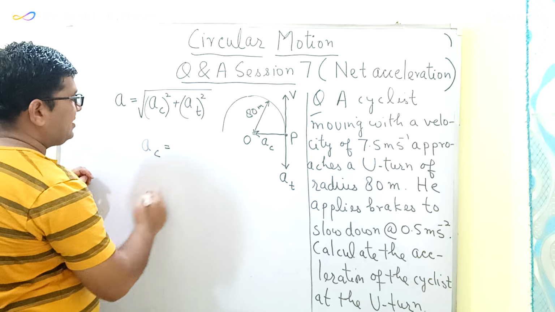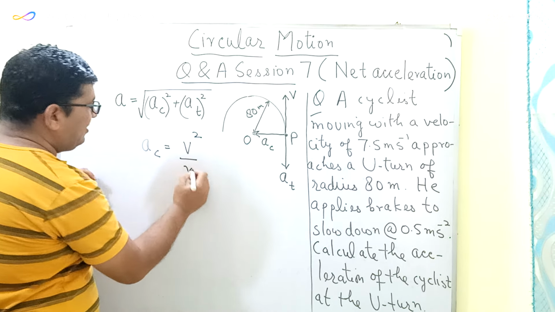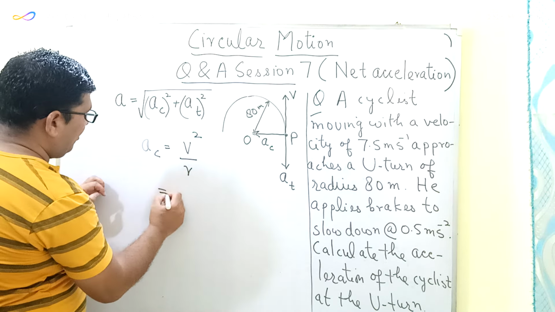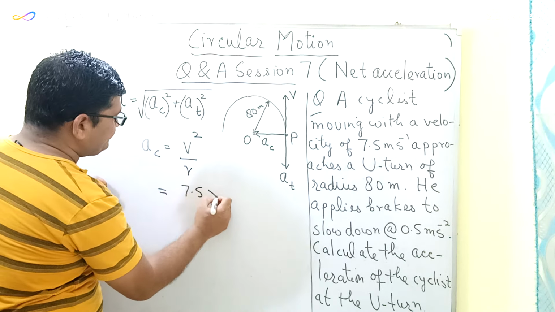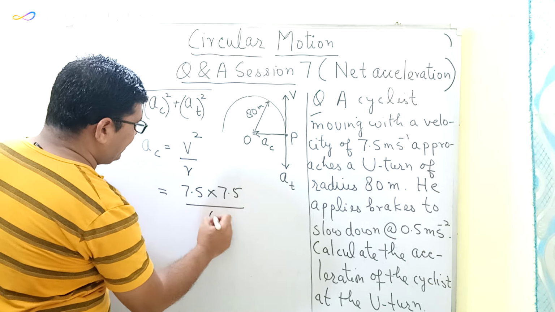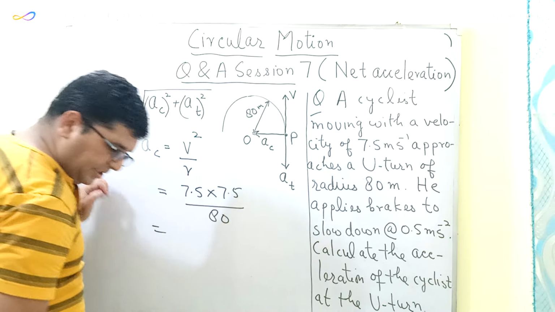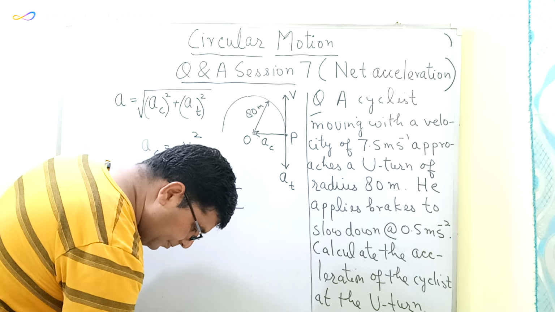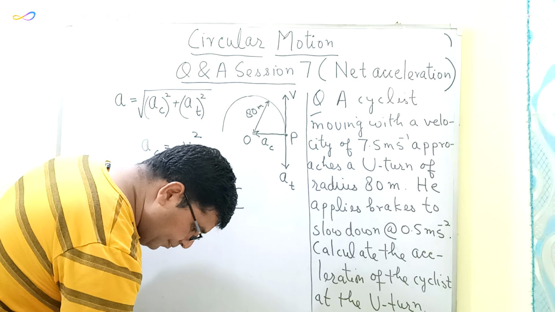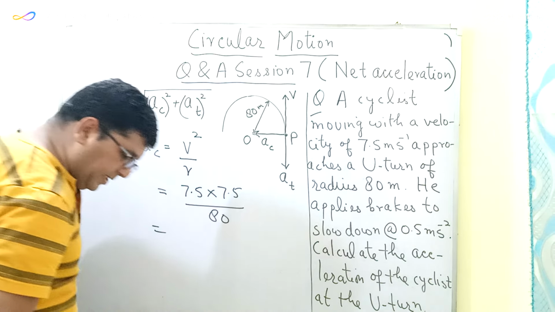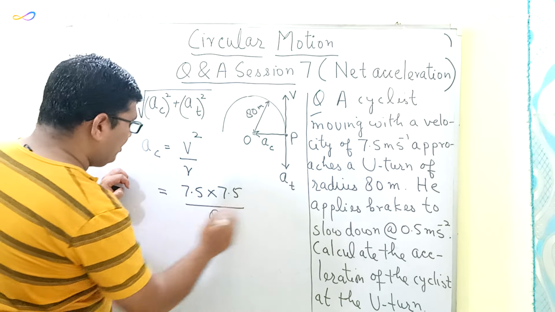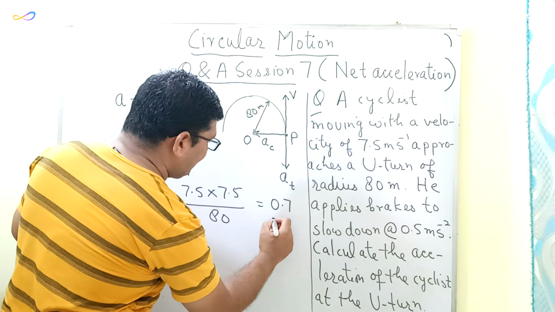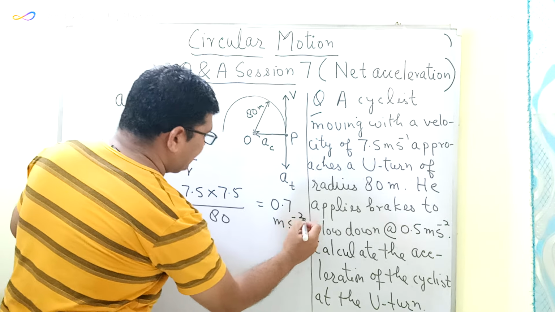Now AC, the centripetal acceleration, as we know, is given by V squared by R, and I have already discussed this in session number 2. So V is equal to 7.5 into 7.5 and the radius is given as 80. If I solve it, the value is approximately 0.7 meter per second square.